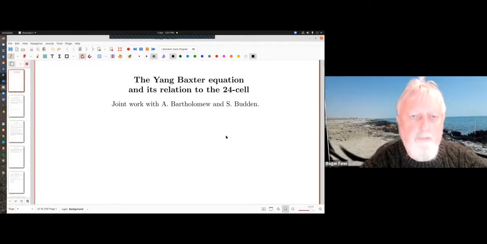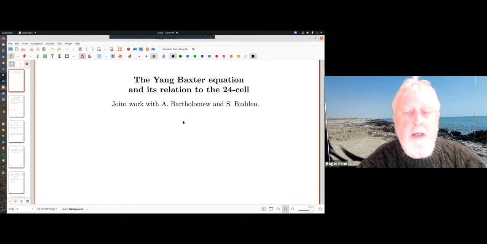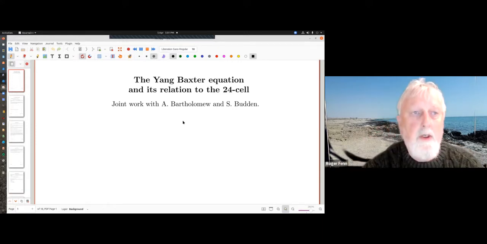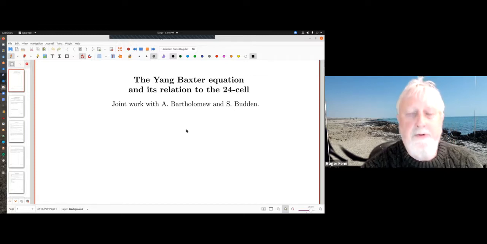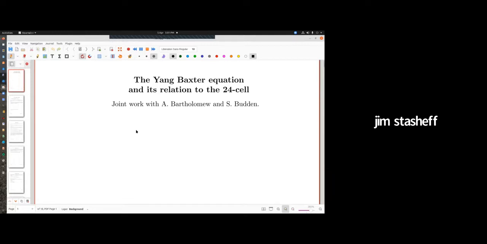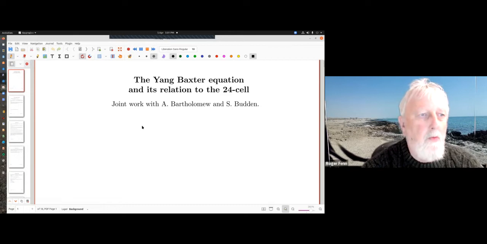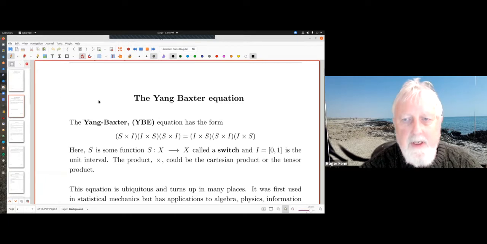So there's the title: the Yang Baxter equation and its relation to the 24 cell. This is joint work with Andy and Steve. It's quite old now, but I thought it was interesting after what previous talks have been, and I thought it may be a good idea to resurrect it. The 24 cell is a bit of a come on, as you'll see as we go along. So what is the Yang Baxter equation?